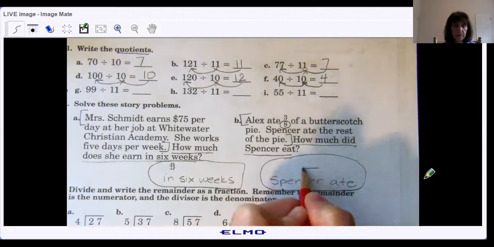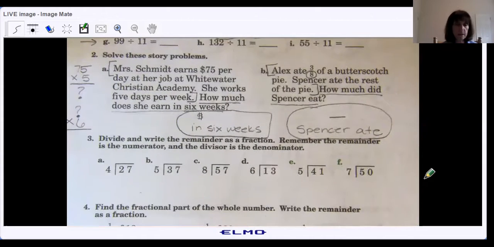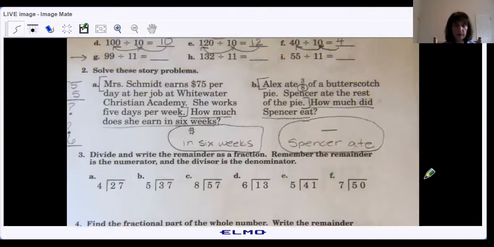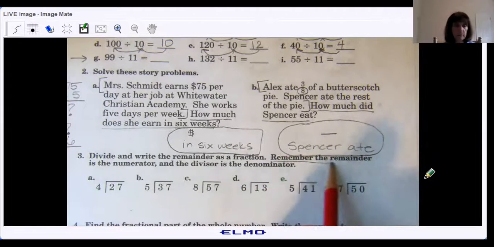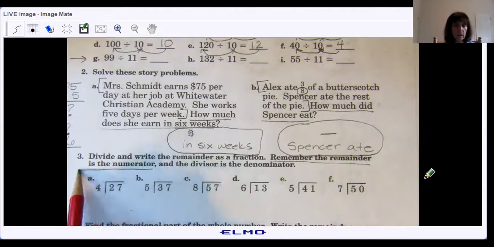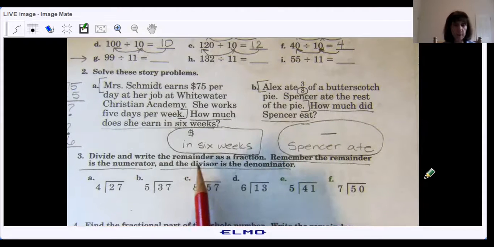Okay, don't forget, circle your answer. All right, let's look at the next section. Divide and write the remainder as a fraction. Remember, the remainder is the numerator and the divisor is the denominator. You can remember that like DD, divisor, denominator.